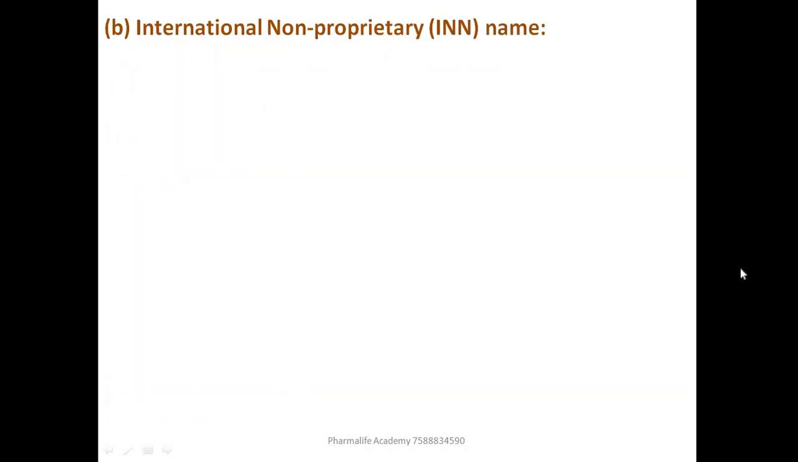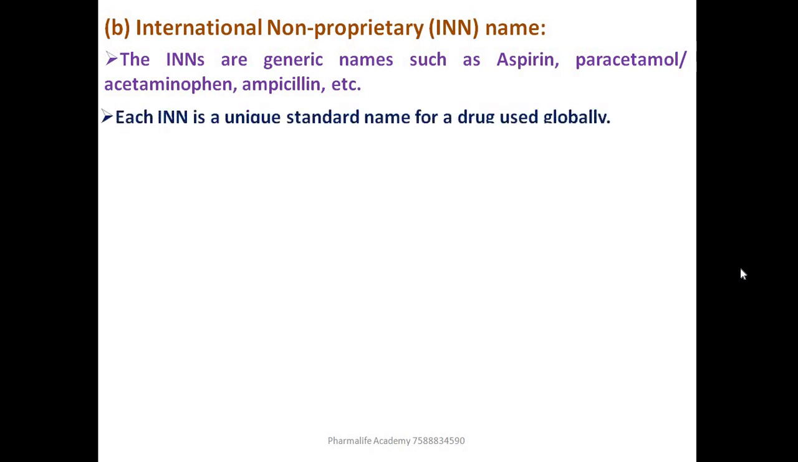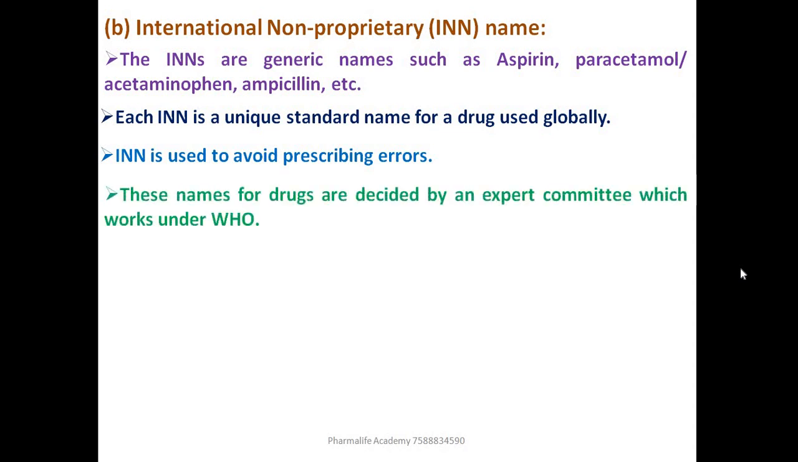Non-proprietary, that is INN name. The INNs are generic names such as aspirin, paracetamol or acetaminophen, ampicillin, etc. Each INN is a unique standard name for a drug used globally. INN is used to avoid prescribing errors. These names for drugs are decided by an expert committee which works under WHO.